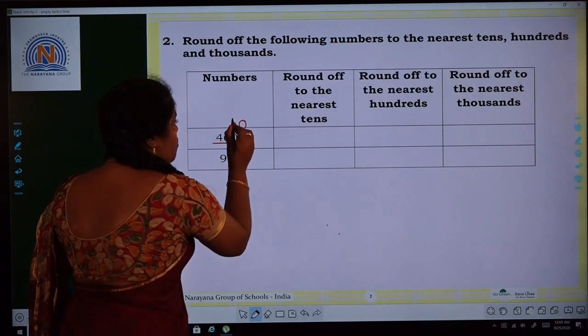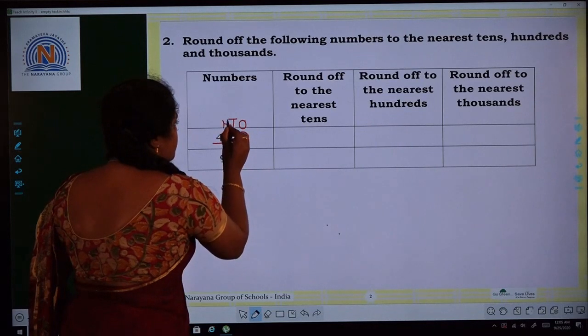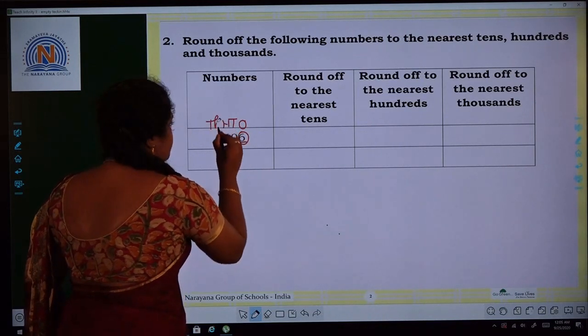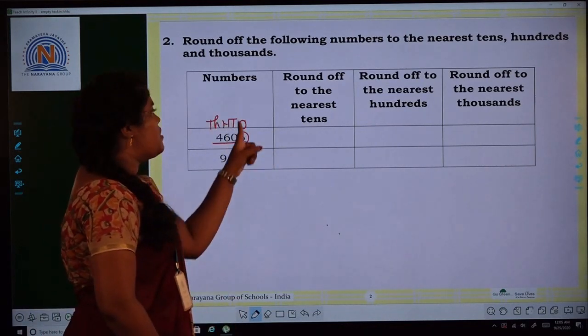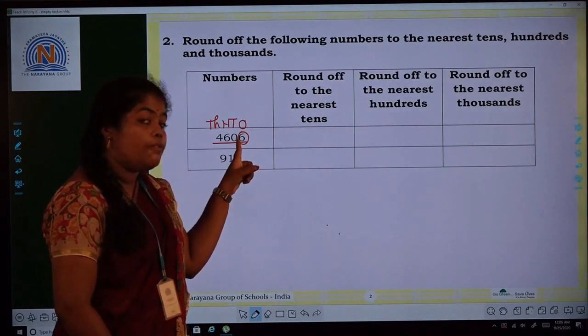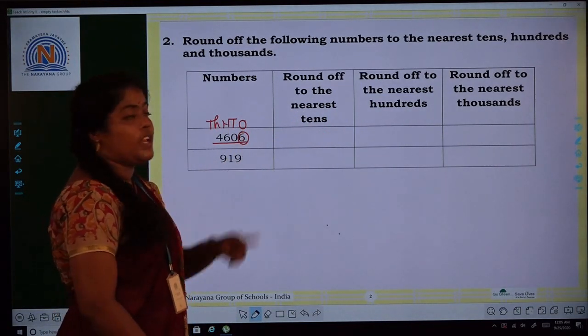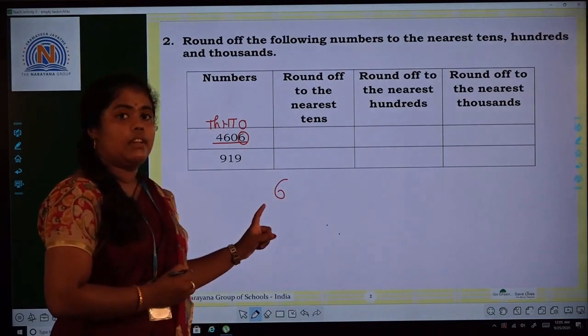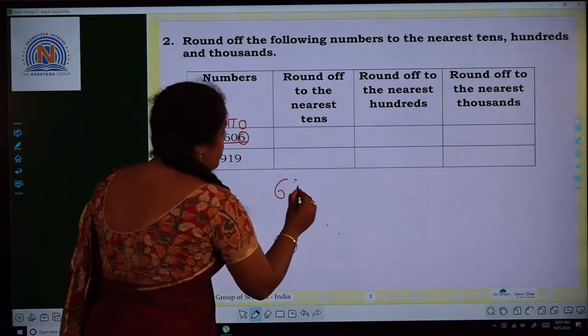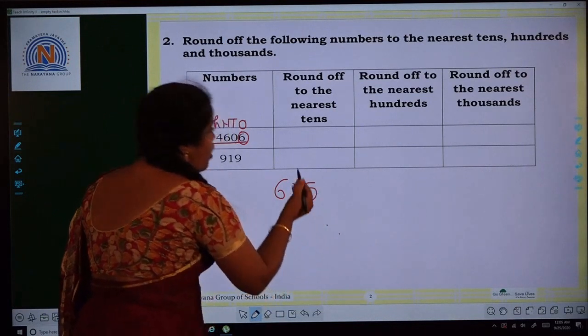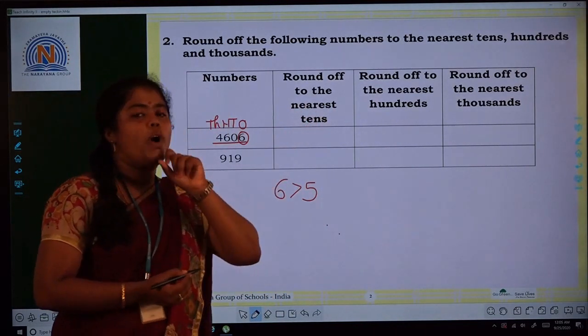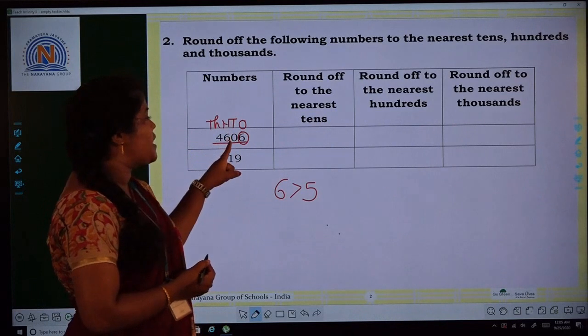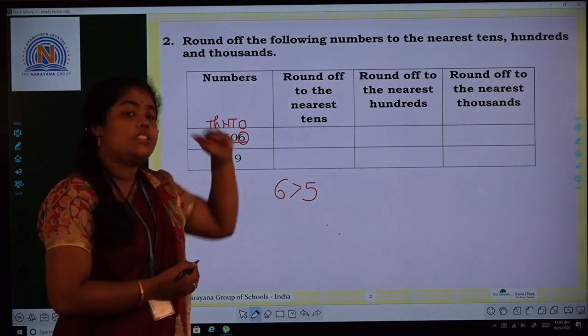Before going to that, we have to mention places. We want nearest tens, so we have to see the before of tens place. What is the before place of tens place? Yes, ones place. In the ones place, the digit is 6. It is greater than 5. So, tens place will increase by 1 digit. Here in the tens place, the digit is 0. It will increase by 1.